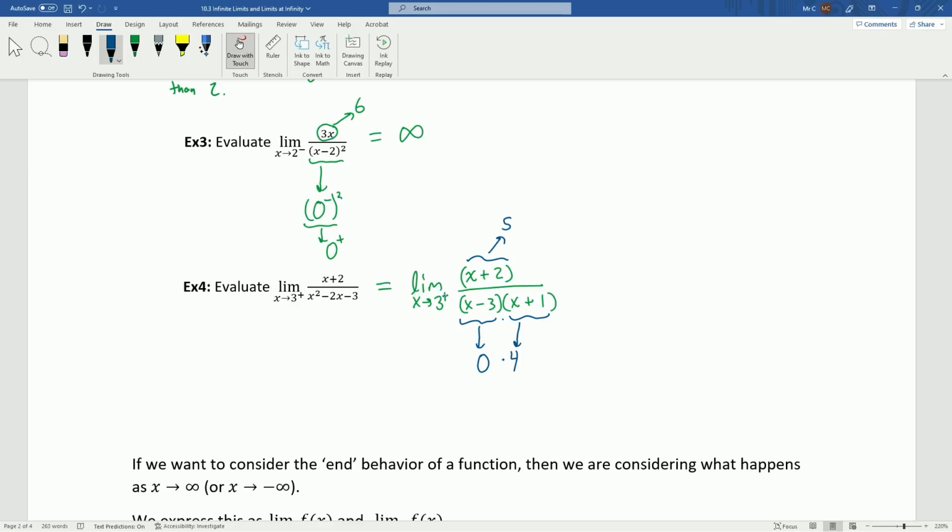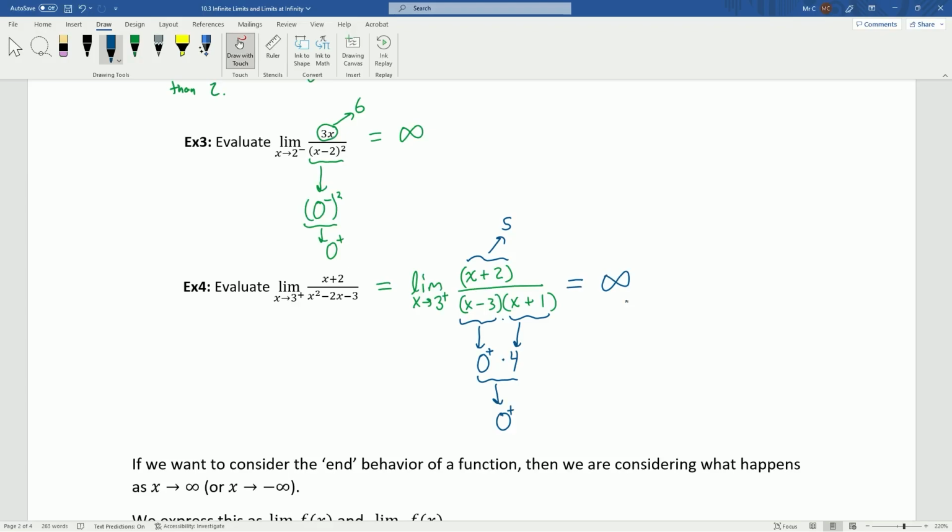3 from the right, numbers bigger than 3, minus 3, that's a positive number. So we're approaching 0 from the right. Okay, so now if I have a product of two positive numbers in my denominator, one of which is approaching 0, then this is approaching 0 from the right. So we have a positive divided by positive. That's positive infinity. All right, and that's it for these infinite limits.